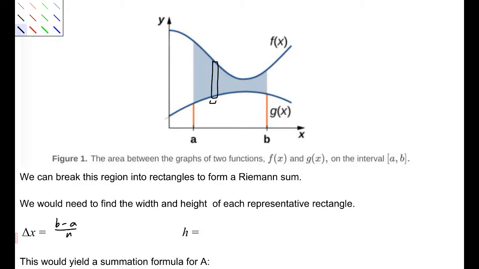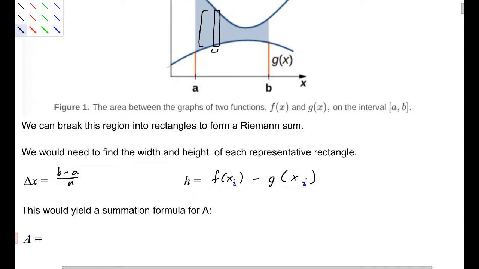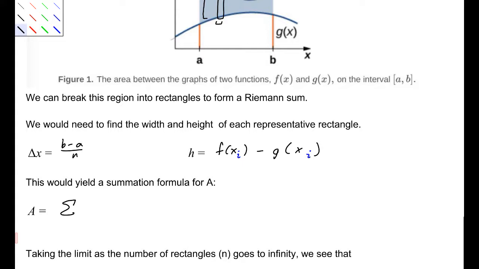Now the different part is going to be the height of that rectangle. Because f of x is greater, the height is going to be f of x minus g of x. For our ith rectangle, this will be f of xi minus g of xi. Now this yields a summation for our area. We have i going from 1 to n rectangles. This would be the height times the width, so delta x times the height, which in this case is f of xi minus g of xi. That is our summation. That is our Riemann sum.